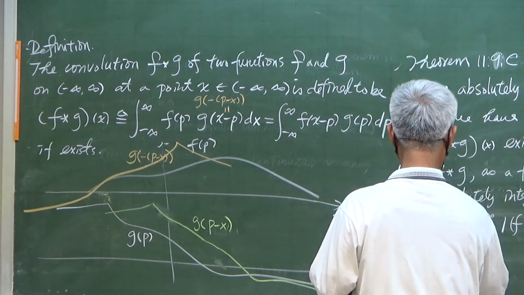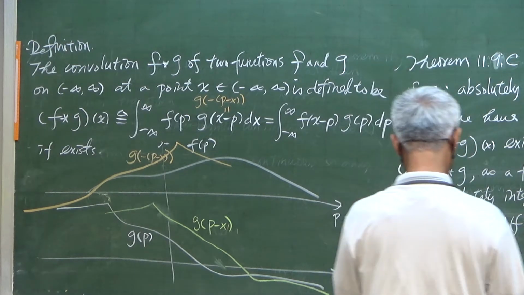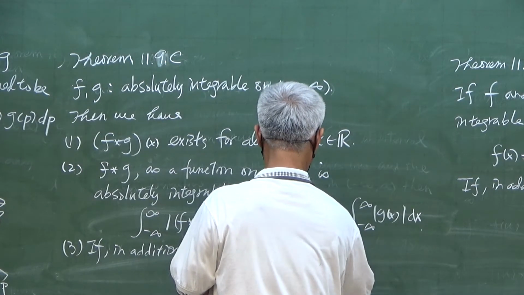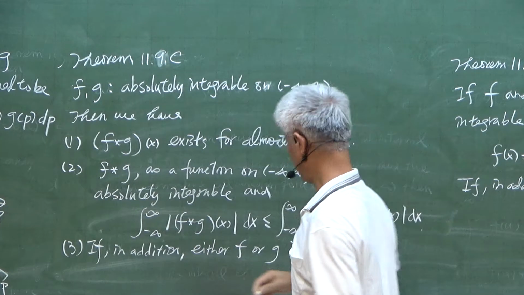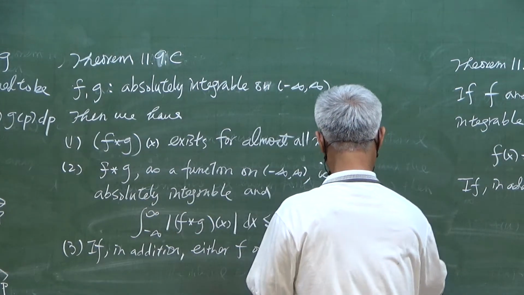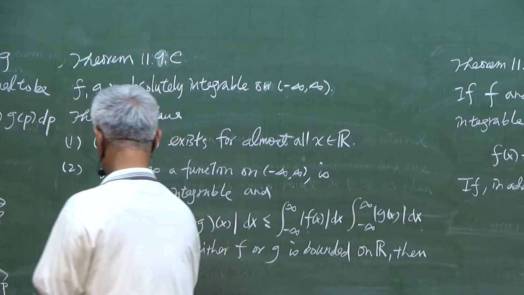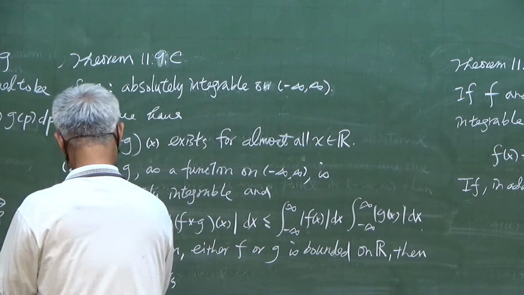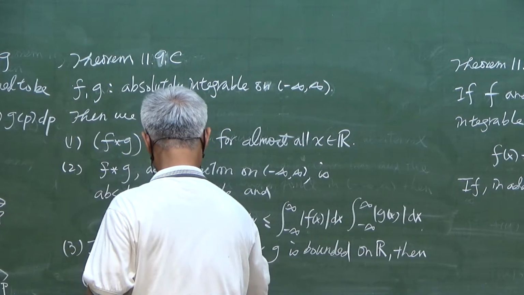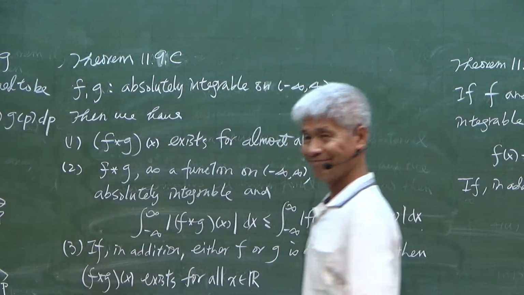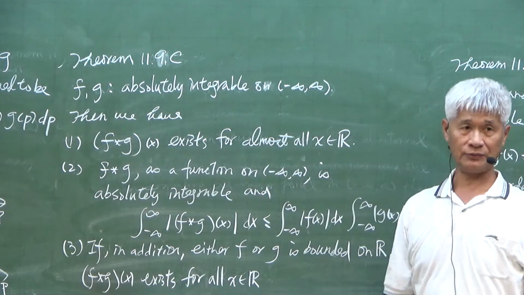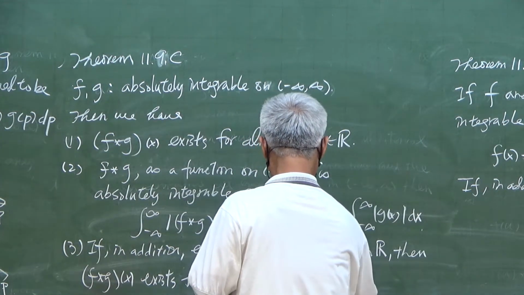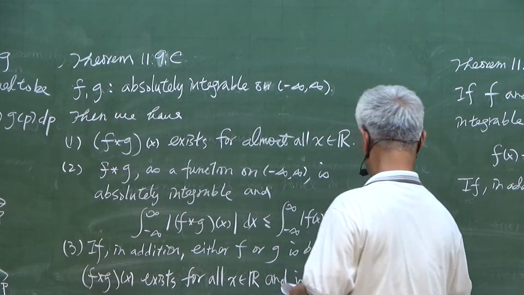Third, if in addition either f or g is bounded on R, then the convolution exists for all x in R. So one more condition guarantees that the convolution exists for all x in R, not only for almost all x this time. And it is bounded on R.